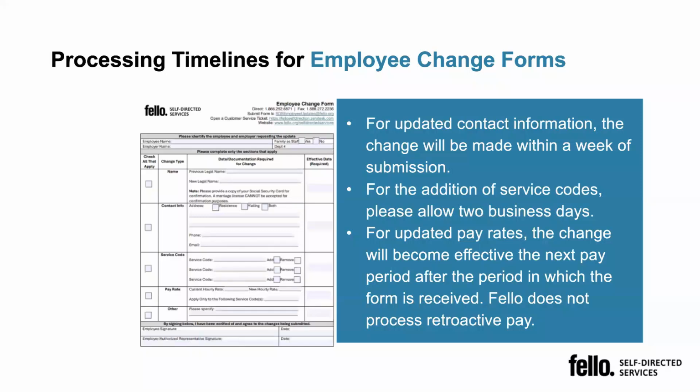What are the processing timelines for employee change forms? For updated contact information, the change will be made within a week of submission. For the addition of service codes, please allow 2 business days. For updated pay rates, the change will become effective the next pay period after the period in which the form is received. Please note Fellow does not process retroactive pay.